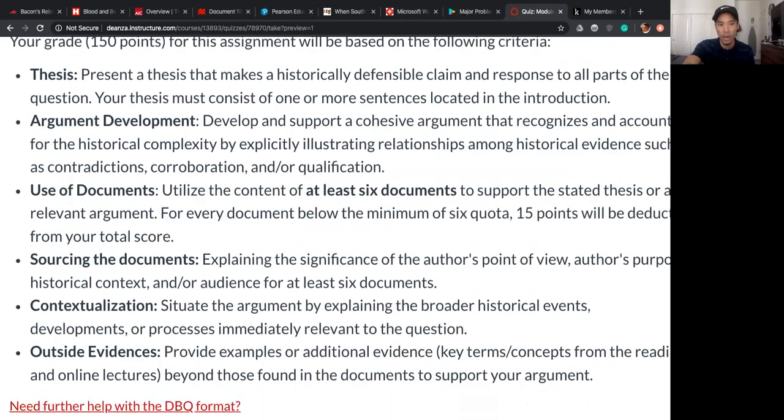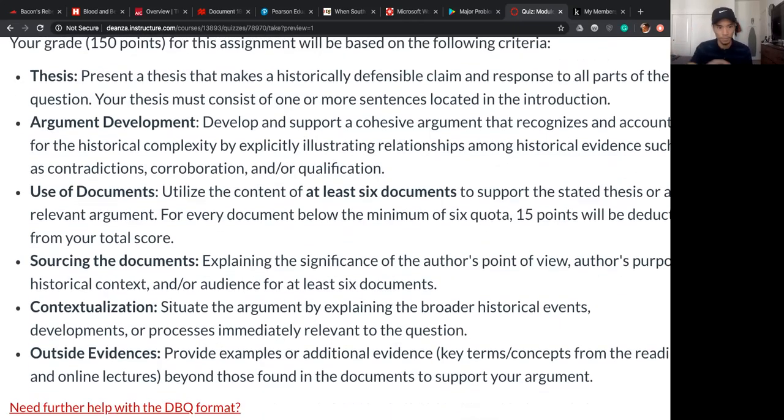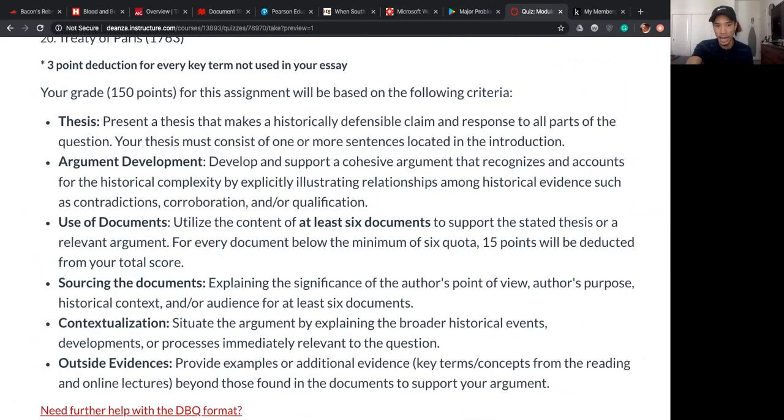This is how you're going to be graded right here, right? Your thesis. Okay, how sophisticated is your thesis? How developed is your argument? How strong is your argument? How do you use the documents? Do you use them effectively? Do you use them creatively? Are you organizing your information in an organized, cohesive manner? And also, guys, go beyond the documents, okay?